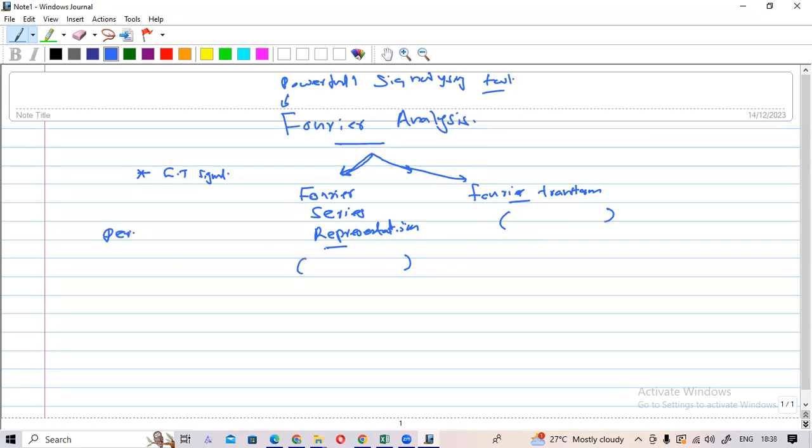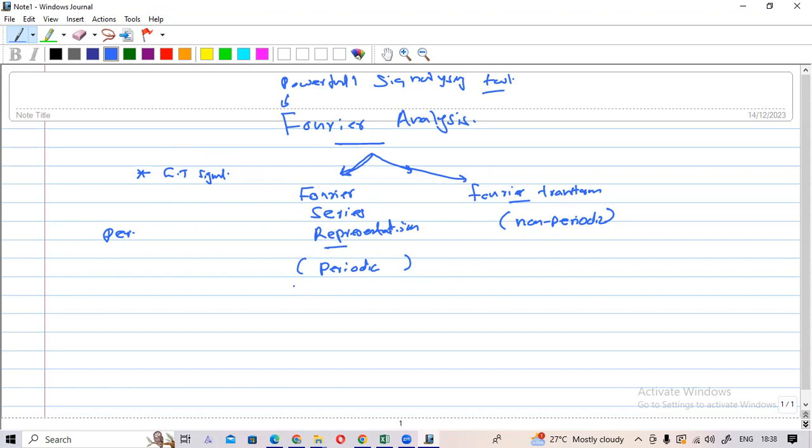Period. Yes, very good. That is periodic. To analyze periodic signals, we use Fourier series representation. To analyze non-periodic signals, we use Fourier transform. So that is with continuous time signals. Related to continuous time signals, you have learned both representations.